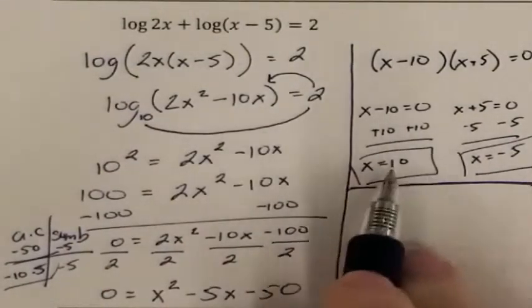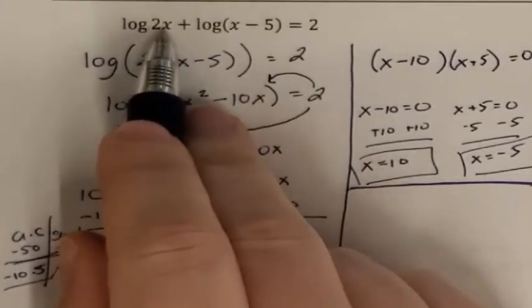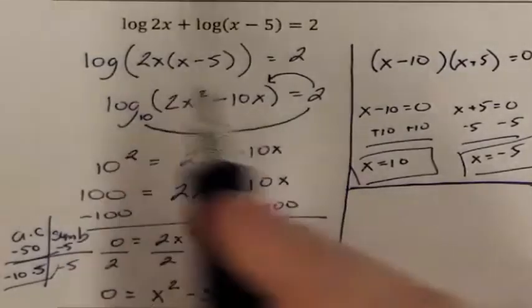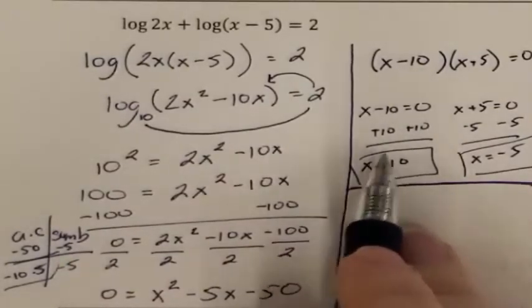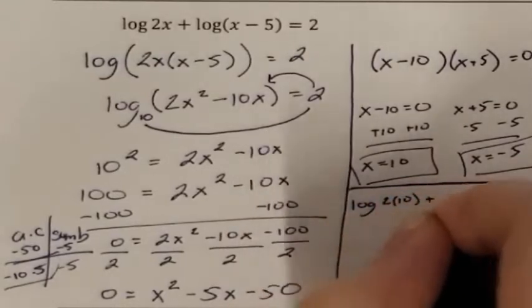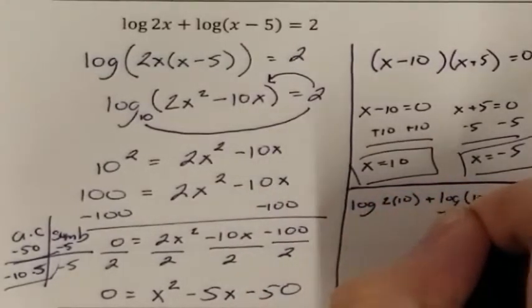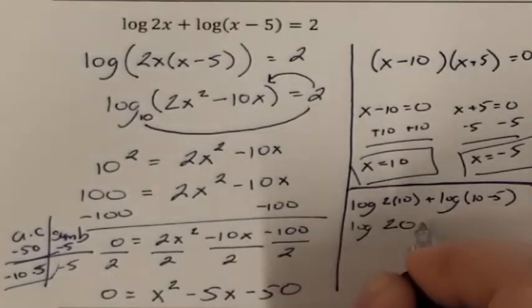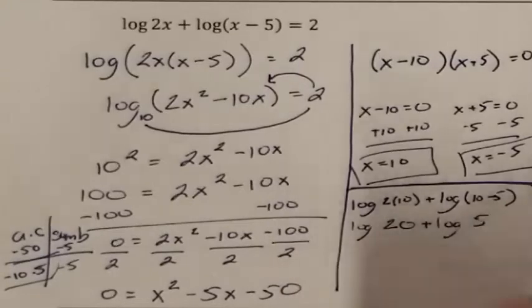So if either of these x's makes the inside of our log turn to 0, or turn to a negative number, then it is undefined. So looking at 10, if I have log 2 times 10 plus log of 10 minus 5, this would have been log of 20 and this would have been log of 5.